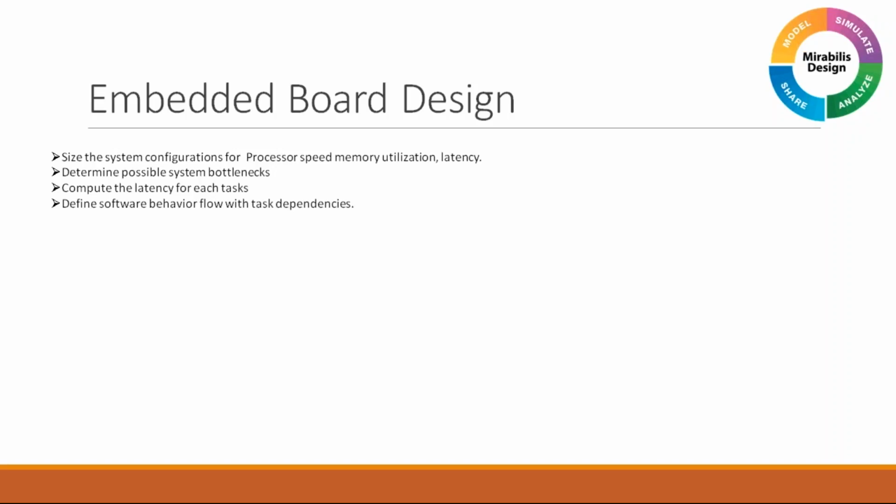So we are going to look at what would be the utilization of my processor if I'm running at a particular clock speed with a certain set of workloads. I'm also going to look at what my memory requirements are for the set of tasks that I'm running on the platform. If I'm running a different set of workloads, what would be the impact on my total system performance? I'm also going to look at possible system bottlenecks.